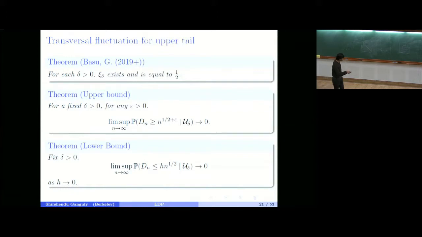Whereas the lower bound, the result that I'll talk about is a slightly different statement. We say that, again conditioning on the same event, the probability that d n, the fluctuation, is smaller than h times n to the 1/2, where h you can think of as a constant, goes to 0 as h goes to 0. So if h is epsilon, then the probability that d n is smaller than epsilon times n to the 1/2, conditioned on this event, would be something which goes to 0 as epsilon goes to 0. So here epsilon appears in the exponent, here epsilon appears as a multiplicative factor.